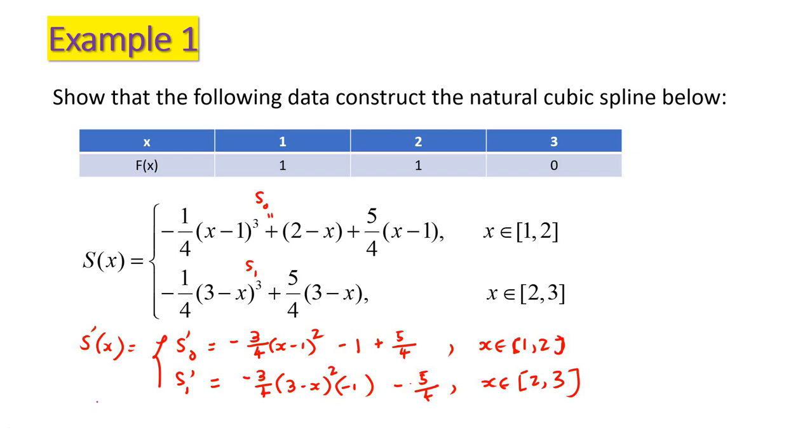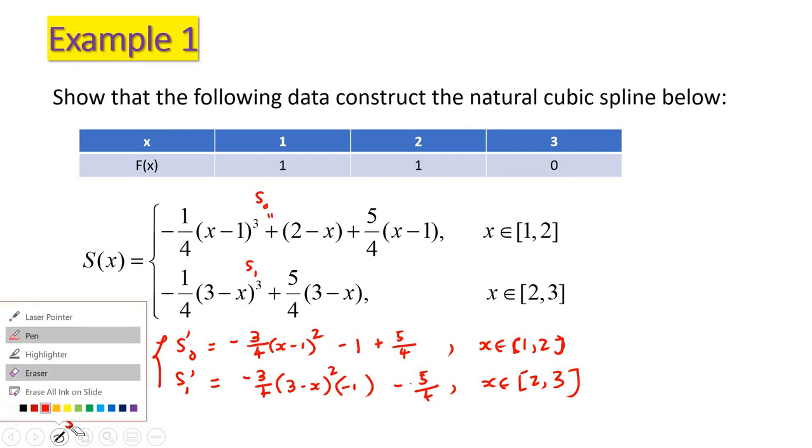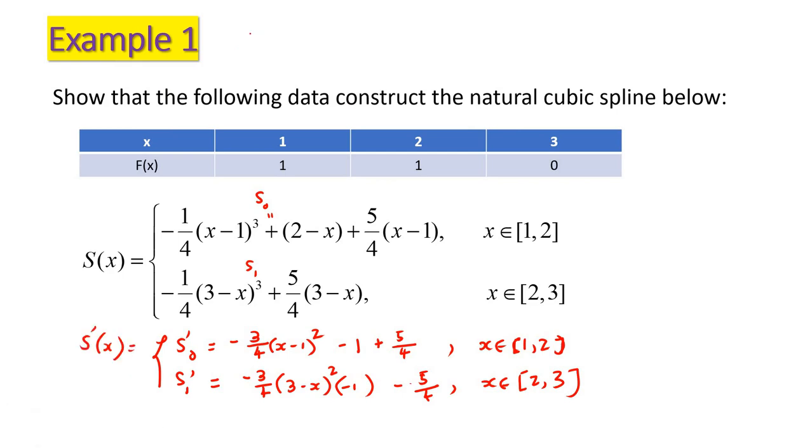So we are going to show their connectivity at the point x equal to 2. We are going to show S prime. Not enough space to write, so I write here. S prime node at the point 2. Plug in x equal to 2. So 2 minus 1, this is 1. So you have negative 3 over 4 minus 1 plus 5 over 4. So this is negative 7 plus 5, equal to negative 2 over 4, which is negative half.